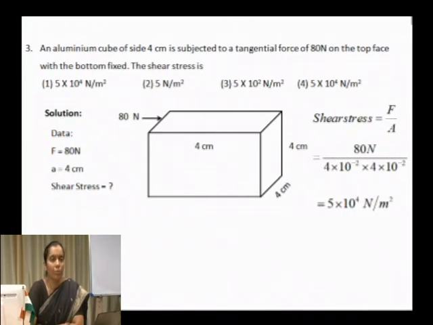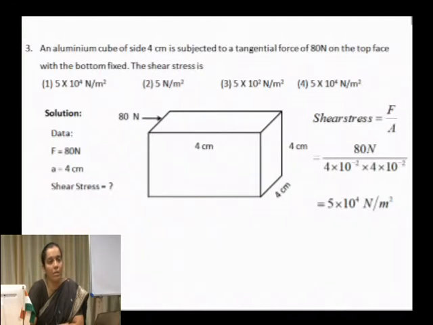An aluminum cube of side 4 centimeter is subjected to a tangential force of 80 Newton on the top face with the bottom fixed. Calculate the shear stress. So, the figure is shown clearly, it is an aluminum cube. A cube is an equal sided figure, 6 sided with equal sides. So, the length, breadth and height, all are the same, and that is given to be 4 centimeters. So, a force of 80 Newton is acting at the top face.